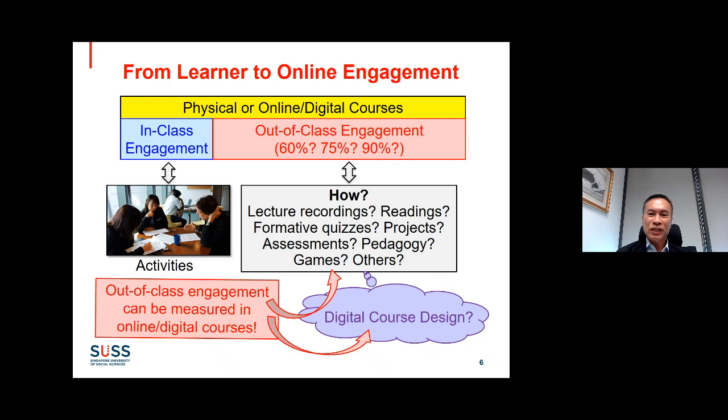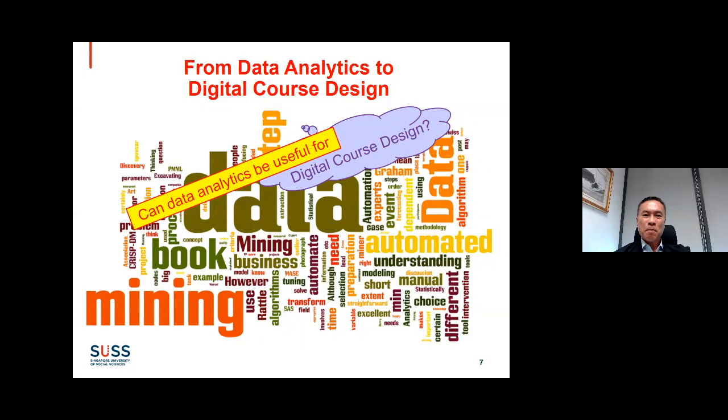So I summarize all this in this slide here. When we talk about data analytics in this context, we're referring very much to learning analytics. One way to define learning analytics is to think of it as the application of data mining in a learning context. For data mining to be possible, there must be data. Because if there's no data, there's no mining in data mining, right?